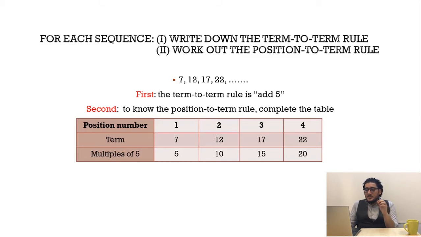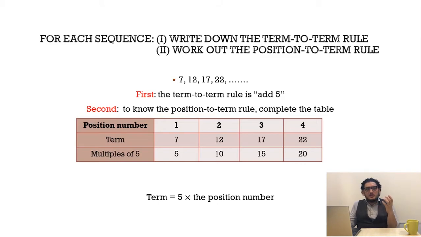Now we will compare each term with the corresponding multiple of 5. For example, the first term is 7. The first multiple of 5 is 5. So are they equal? Can we say that the term equals 5 multiply the position number? No, of course not, because the position number here is 1, multiply 5 equals 5, and 5 is not equal to 7, the term.